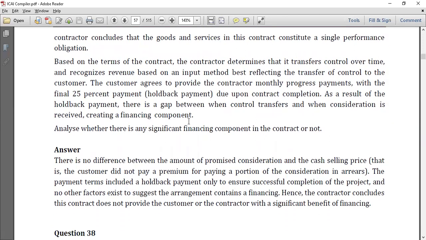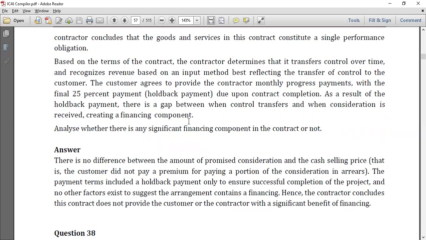Because it's customized, based on the terms of the contract, the contractor determines that it transfers control over time and recognizes the revenue based on the input method, because that best reflects the transfer of control to the customer. Based on which method? Input method.